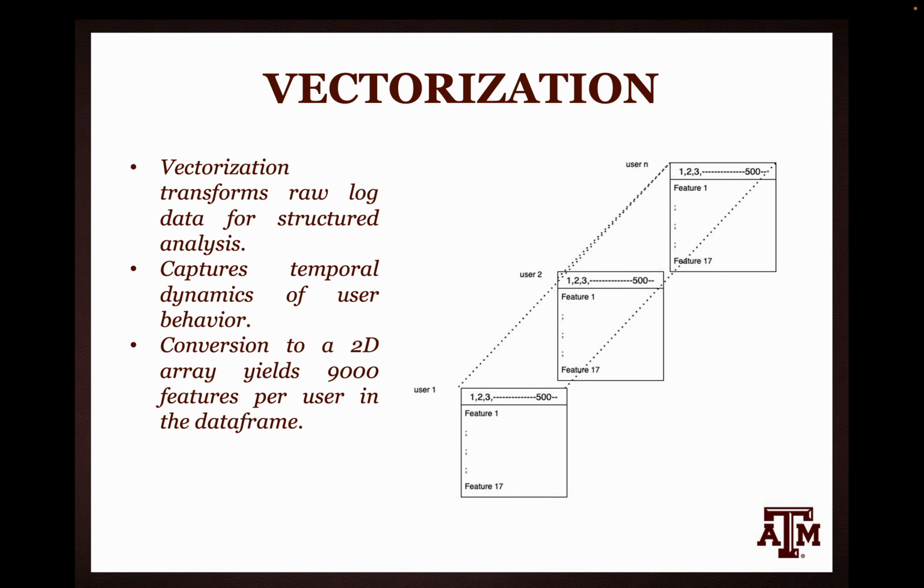We then proceeded to vectorization, and here we created a 3D matrix. For every user, we created a 2D matrix with all the 17 features as rows and the number of days the user worked as columns. We then converted it into a 1D array, which yields us 9,000 features per user in the dataset.